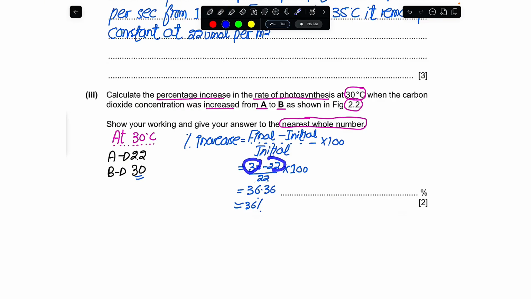So 30 minus 22 divided by 22, and when we multiply it by 100, the answer that we are getting is 36.36. But since it is to the nearest whole number, when we round it off to the nearest whole number, we would write it as 36%. So this simply indicates that when you are increasing the carbon dioxide concentration from A to B, the percentage increase in the rate of the photosynthesis is 36%.